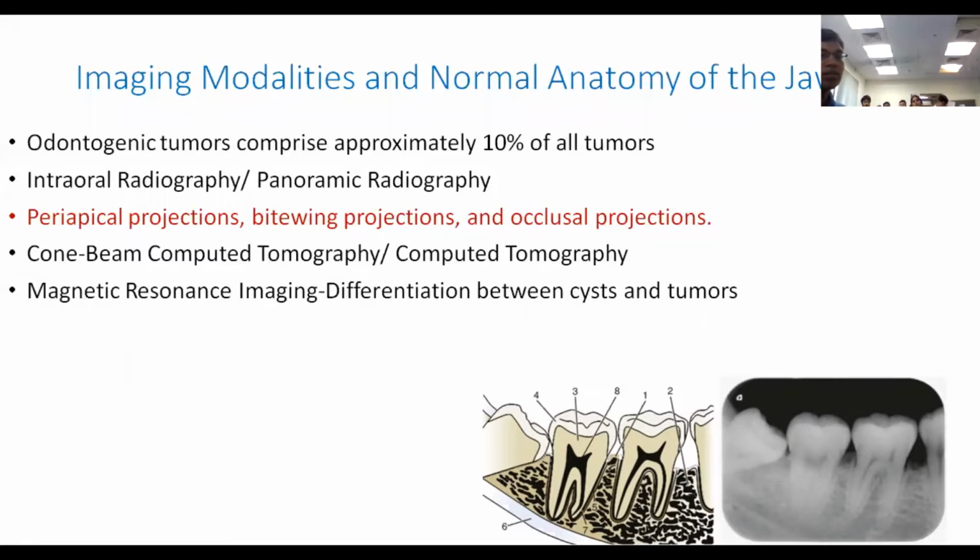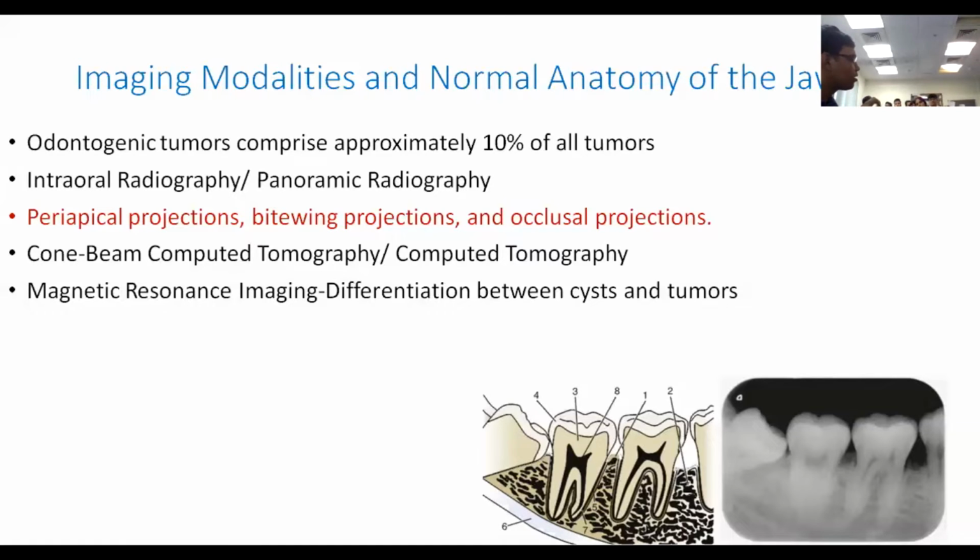Then cone beam and computed tomography, which we have discussed. What is the difference between intraoral radiography and panoramic radiography? Which is better in both cases? What are the advantages of OPG over intraoral radiography, and what are the disadvantages? OPG is a panoramic view. The only thing is that it overlaps structures, so there can be false projections.